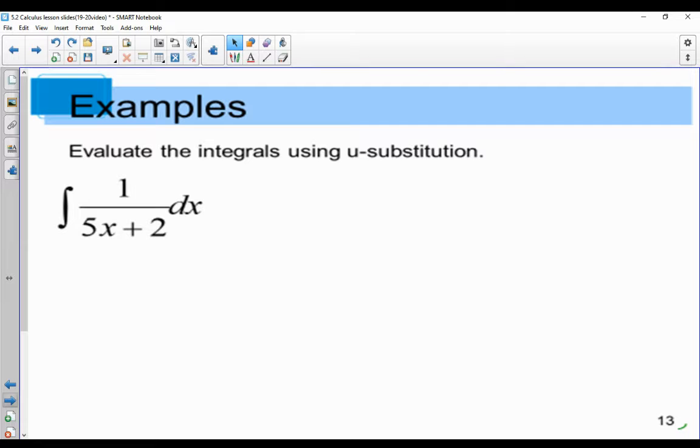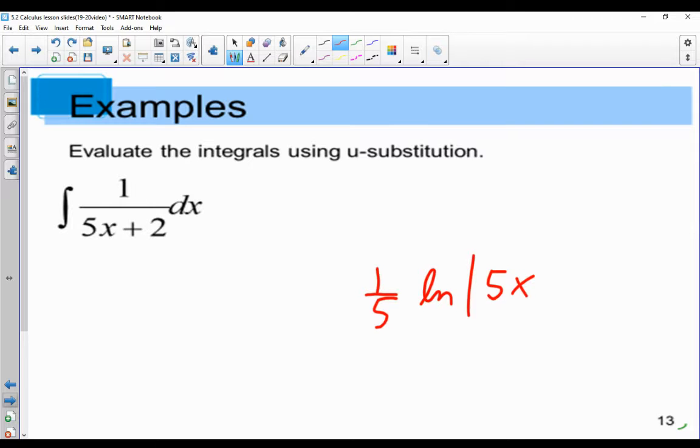Okay, you should have resumed the video by now. If you want to check, your answer should be 1/5 in the front, and then natural log of the bottom, which will be 5x plus 2, plus c. And of course, if you check it, you'll end up getting exactly what you started with at the very beginning.